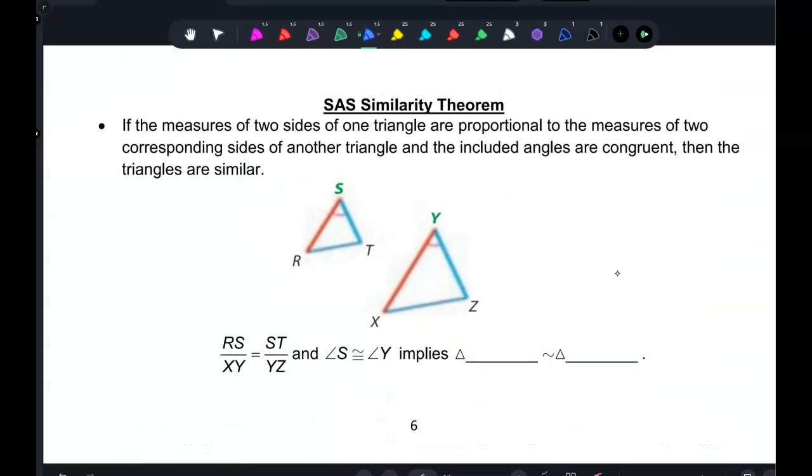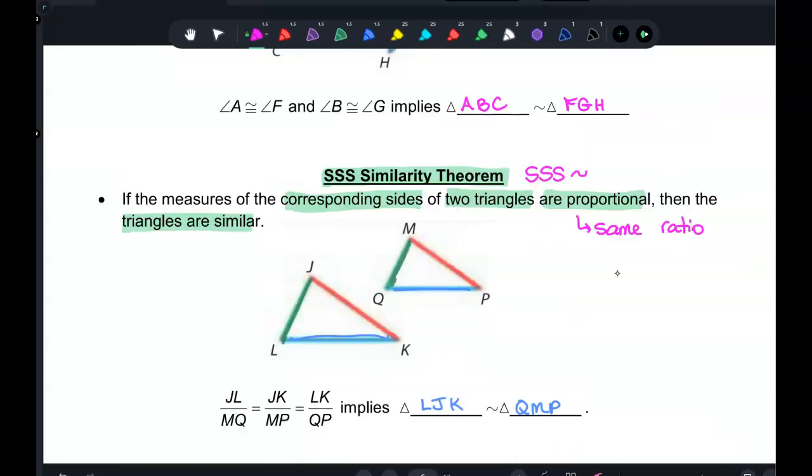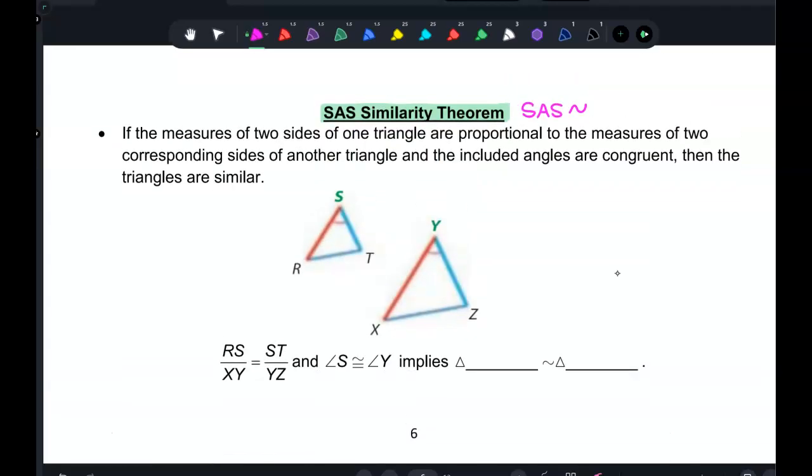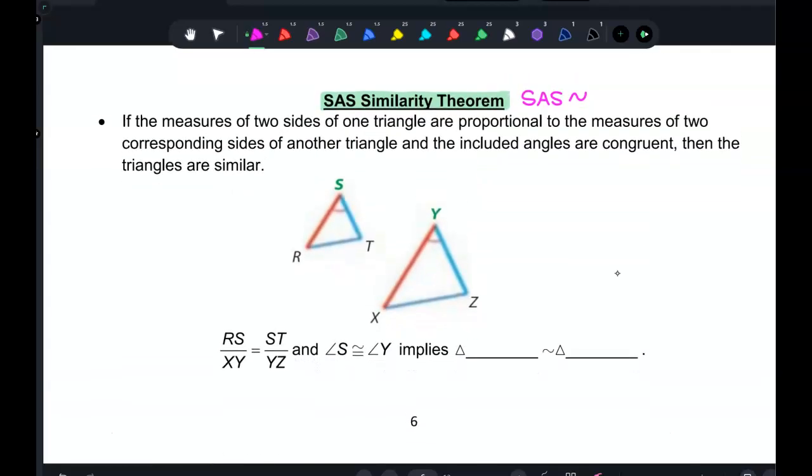Okay, the last one, so there's only three. The last one is side-angle-side similarity theorem. Now, remember how I said with angle, the angles were congruent? Same thing here, okay? So even though it's side-angle-side, the angle in the middle has to be congruent, whereas the sides are going to be proportional. So you'll see it says two sides of one triangle are proportional to two corresponding sides of another triangle, and the included angles are congruent, then the triangles are similar.